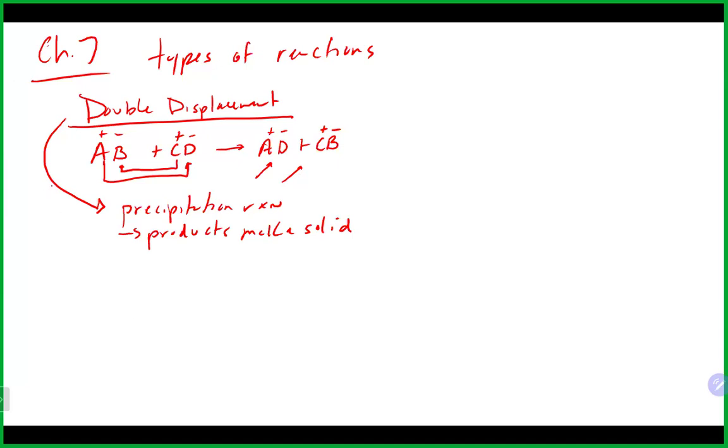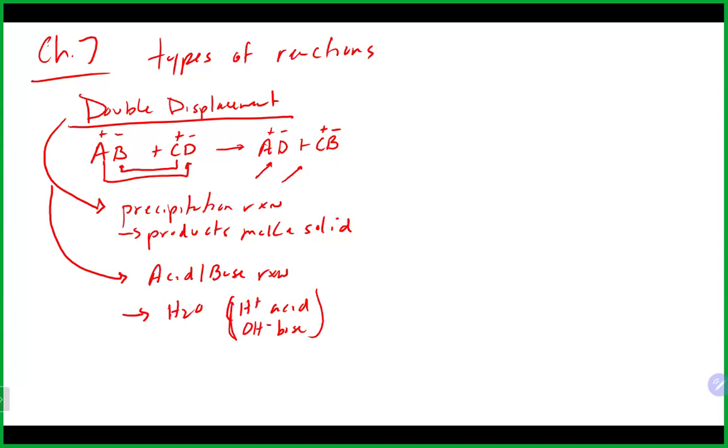Another one that we talked about at the end, I think last time, was acid-base reactions. And acid-base reactions are sometimes referred to as neutralization reactions. They typically will make water, and that's a result of the H plus from the acid basically reacting with the OH minus from the base to make the water.